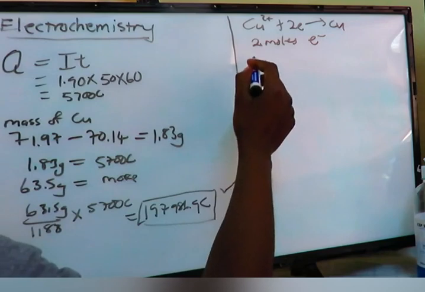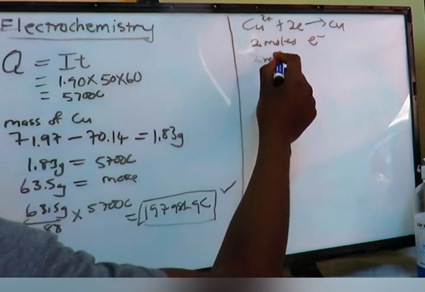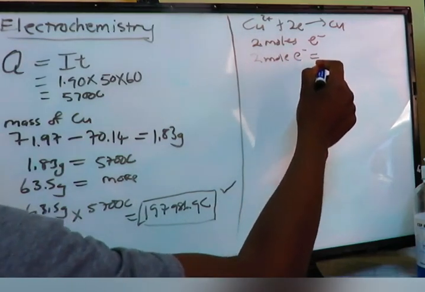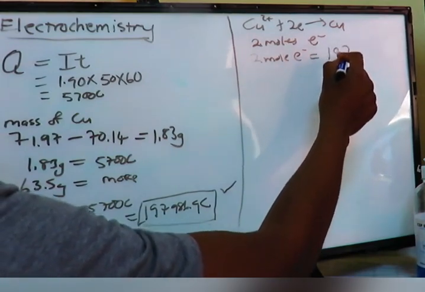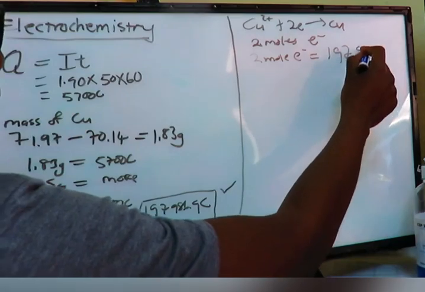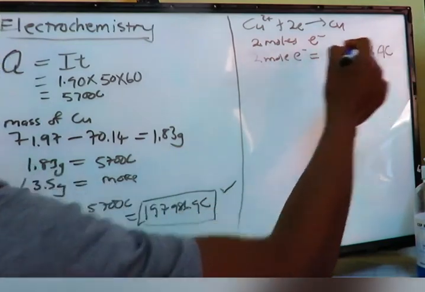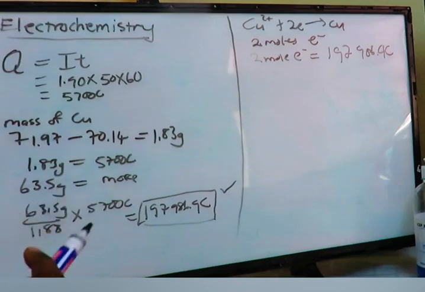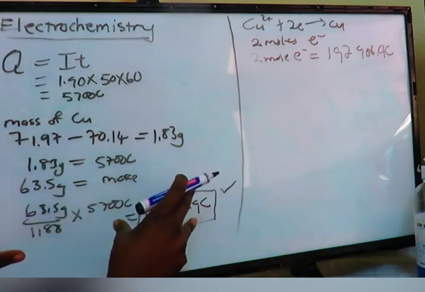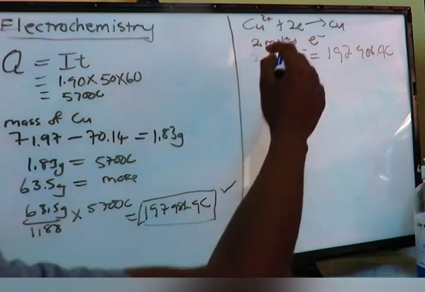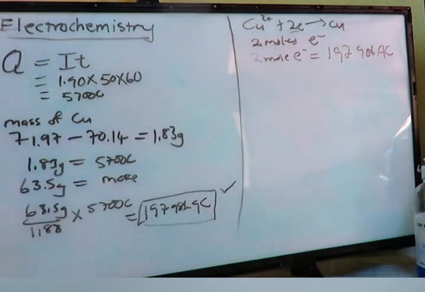So we can say, according to this, 2 moles of electrons have a charge of 197,986.9 coulombs. So we are simply equating what we inferred from the experiment and the fact that every time you deposit 1 mole of copper, you would have provided 2 moles of electrons, or 2e⁻, according to this equation.